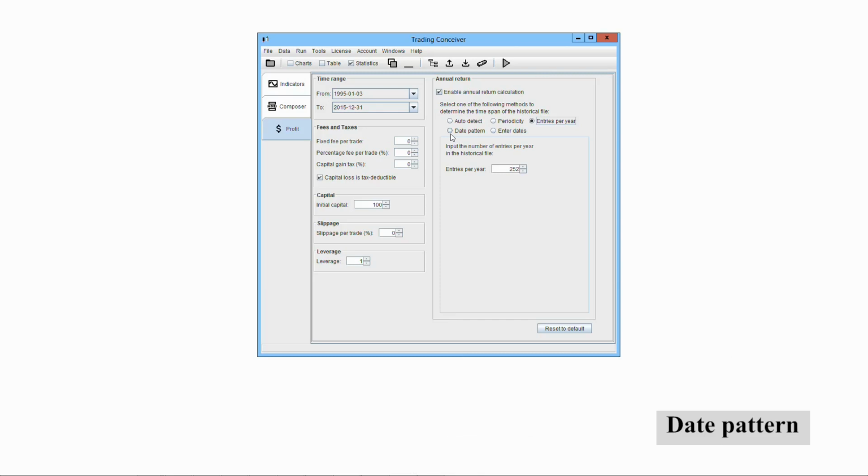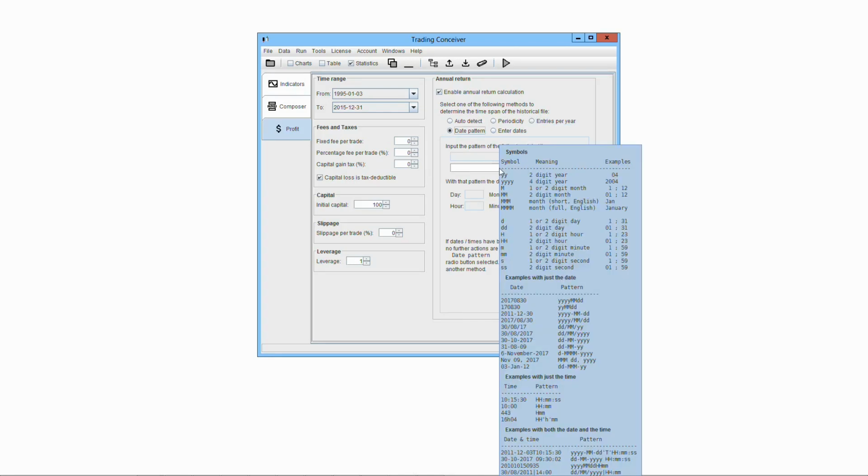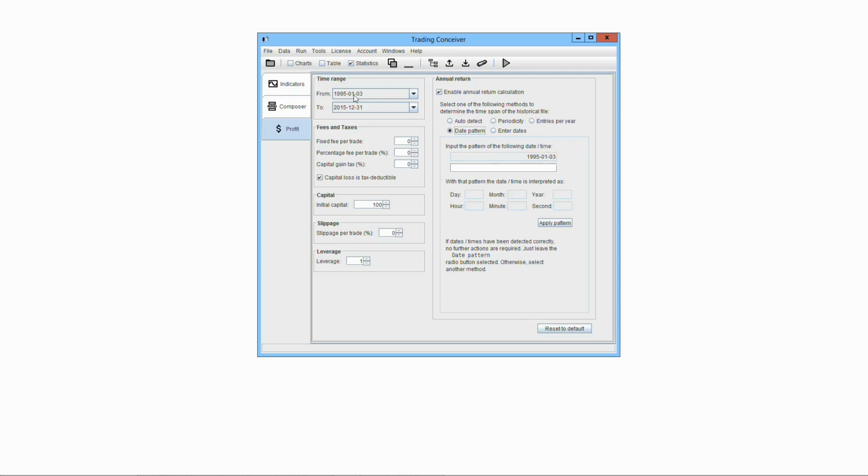In the date pattern pane, you have to enter the format used for dates and times in your historical file. The format is expressed through specific symbols. The first date and time in the historical file is shown. Enter the pattern and press the button Apply Pattern. Then look at the day, month, year, hour, minute and second fields to check if the date and time have been interpreted correctly. If so, no further actions are required. Leave the date pattern radio button selected.